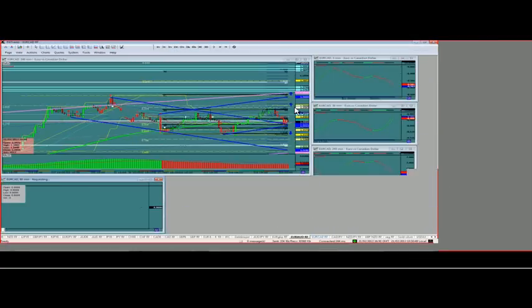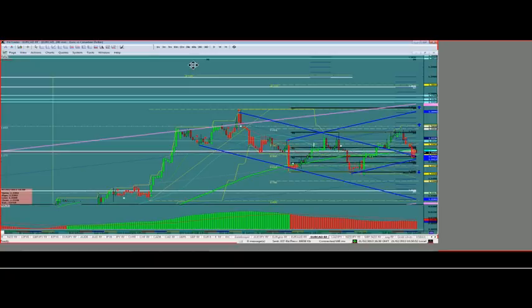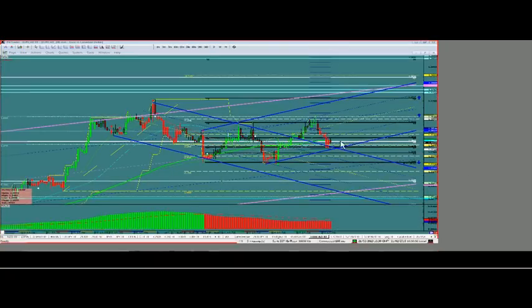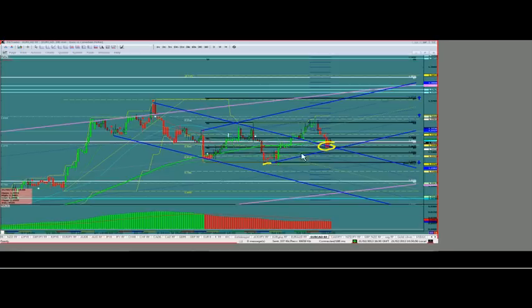EuroCAD is kind of flopping around here. Not much to do. The direction is not really defined yet, but it's given us signs. We got a set of twins here. We got 1, 2, 3 higher lows. You can see that this could very well be the trend to the upside.